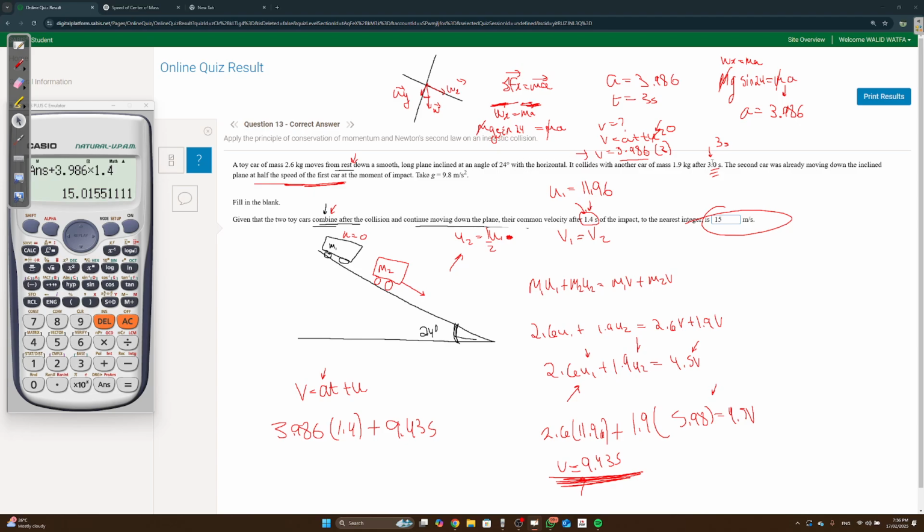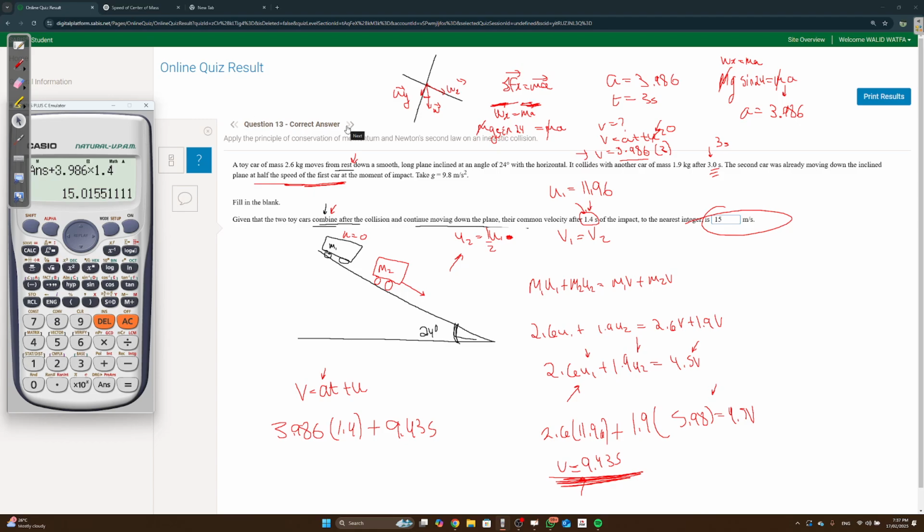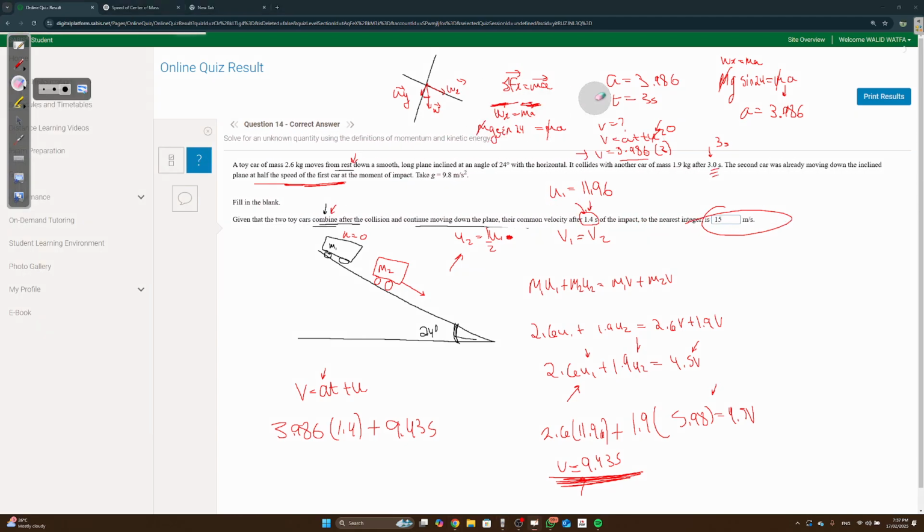Since they gave me the time and the gravitational acceleration, I can easily find the velocity, since acceleration times time gives the velocity. So if you see a question like this where you can't find the velocity but you have the time, just use acceleration times time to find the velocity. To find acceleration, use what I did here.